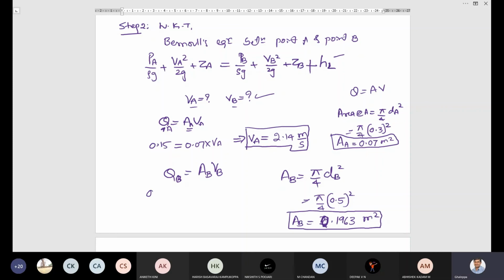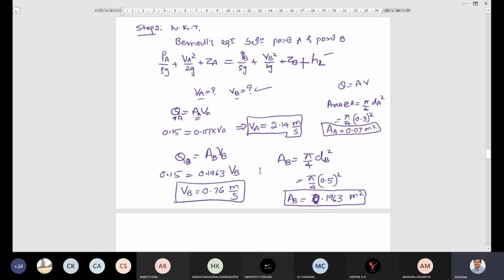So substitute here, the discharge is again the same, 0.15, and 0.1963 is the area. Calculate the velocity at point B. So 0.15 divided by 0.1963, how much did you get? 0.76 meter per second. So these are the two values, VA and VB, the velocity at point A and velocity at point B.